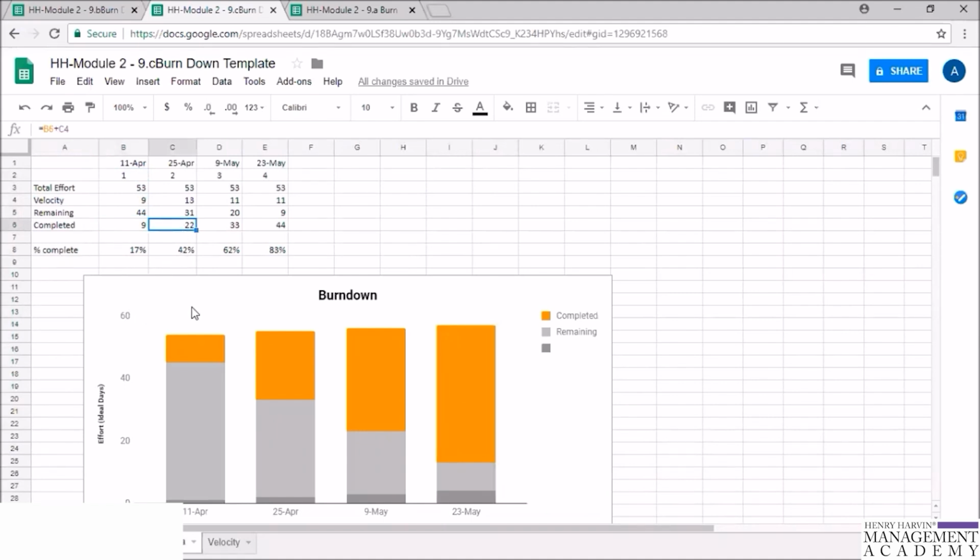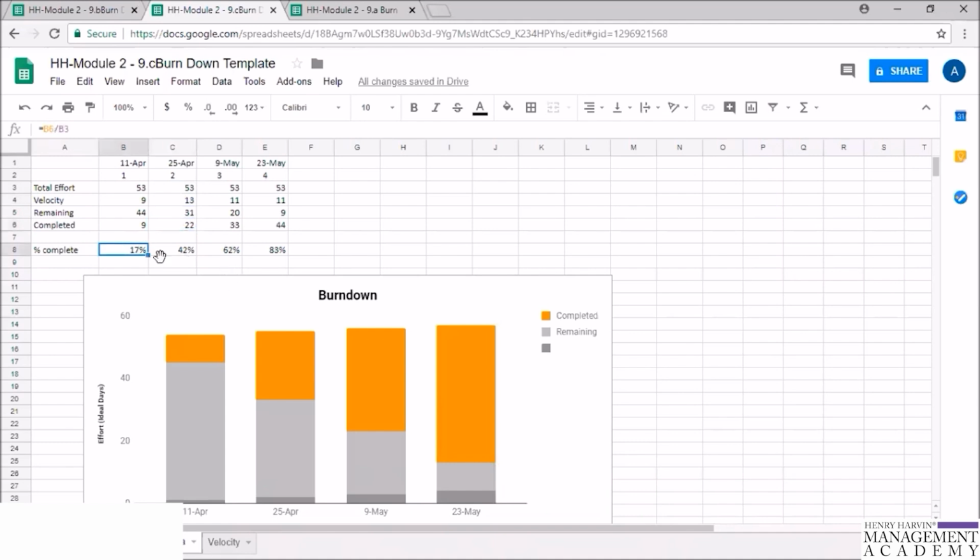Now go here, team. Total effort is 53, that will remain constant. Velocity is 13 and remaining is 31, and completed is 22. Now the velocity suddenly increased here in the second sprint.